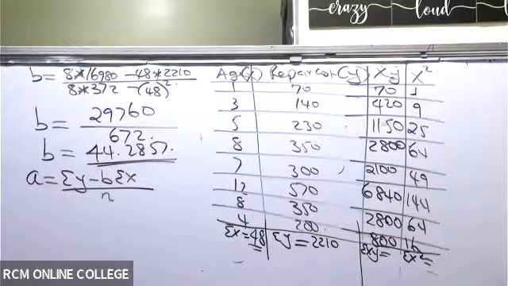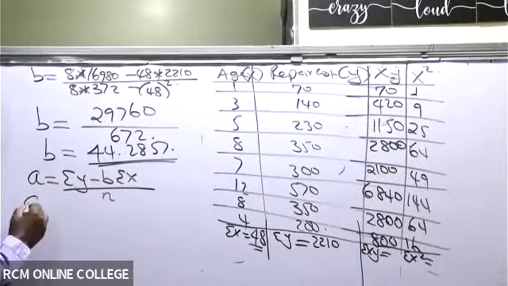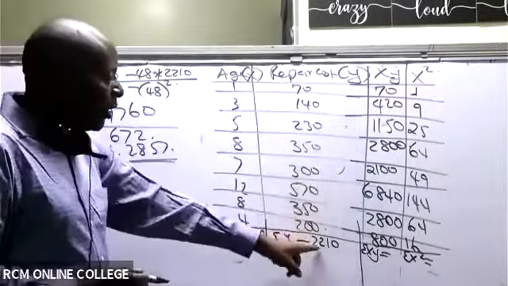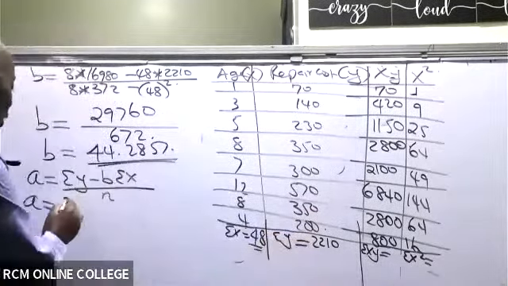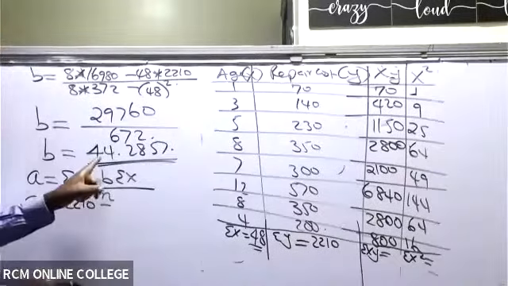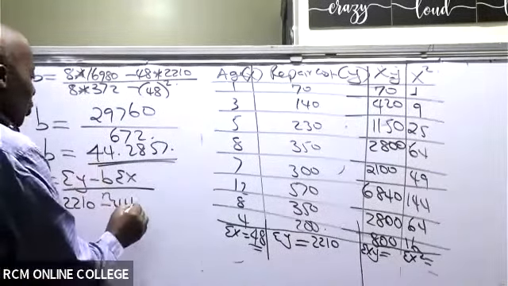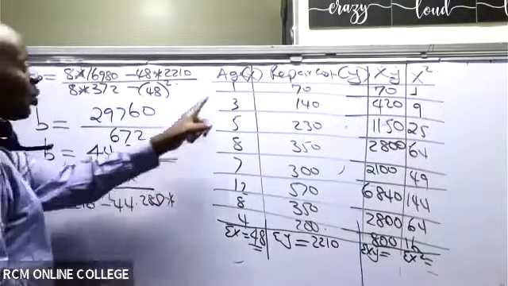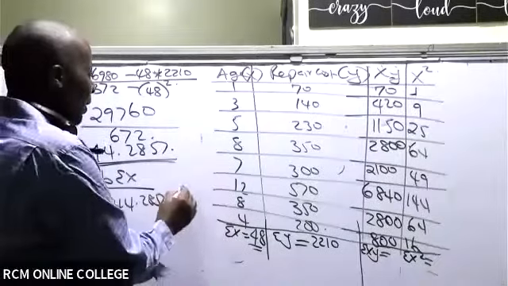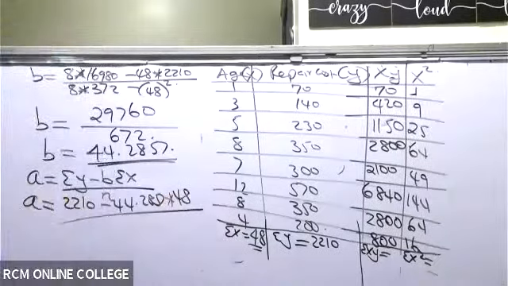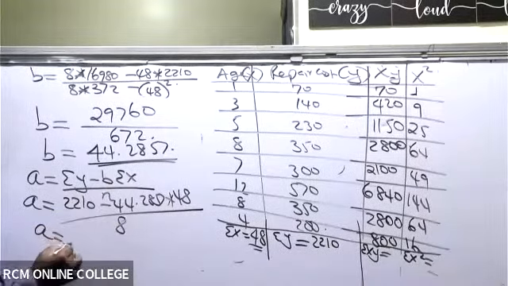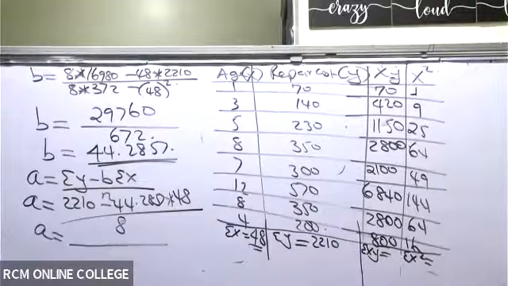So do we have all these parameters? Oh yes, we do. Our A will be equal to summation of Y, which is 2210, minus B, which is 44.2857, times summation of X, which is 48, divided by our number of data points, which is 8. Again, go slowly and give me the numerator.